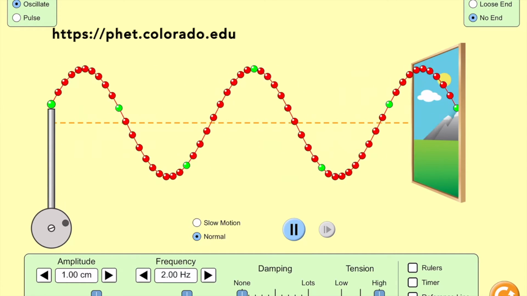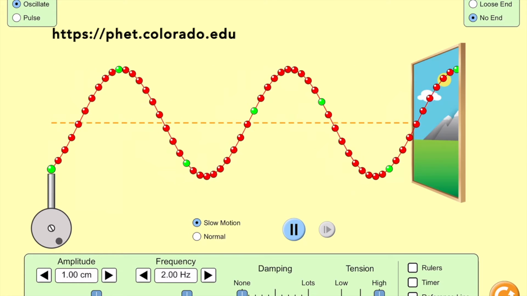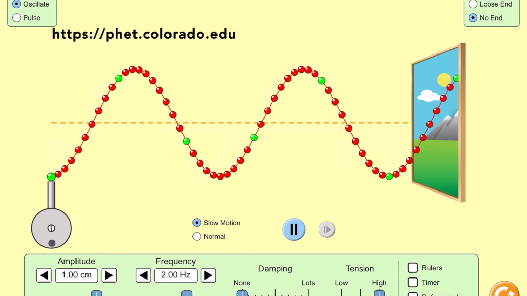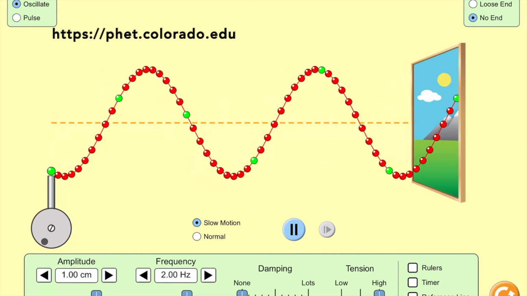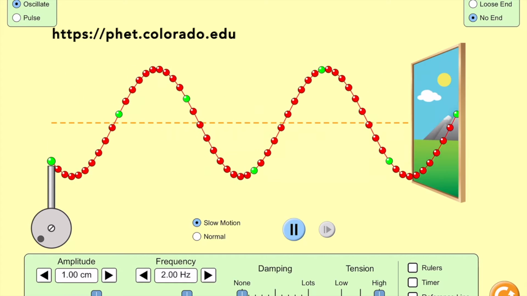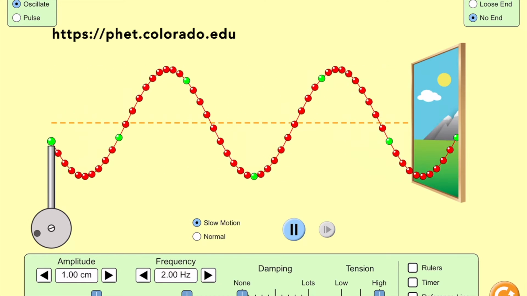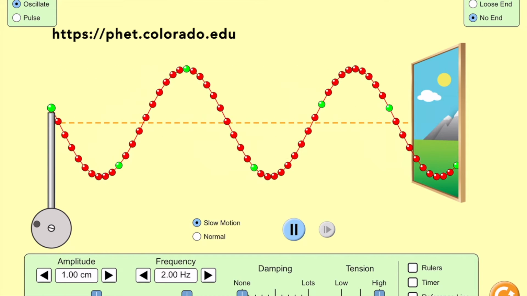So first, let me slow this down a bit so we can see it better. So it's going a little more in slow motion. Now, we talked about what the wavelength is. It's the distance from peak to peak or trough to trough. Basically, the distance where the wave repeats itself, repeats its pattern. So here's what we're going to do. You'll notice that as the wave travels through the window, the peaks pass through.